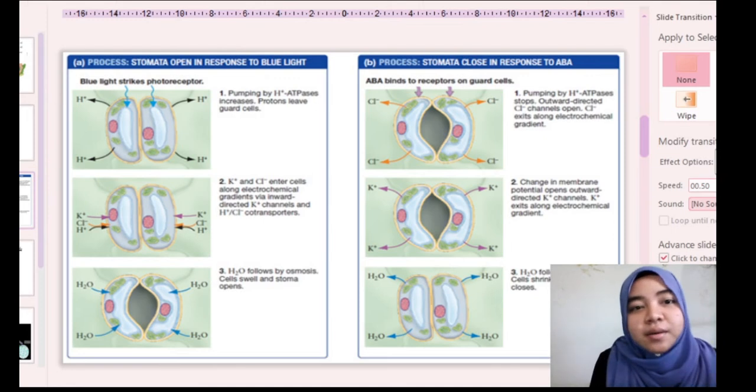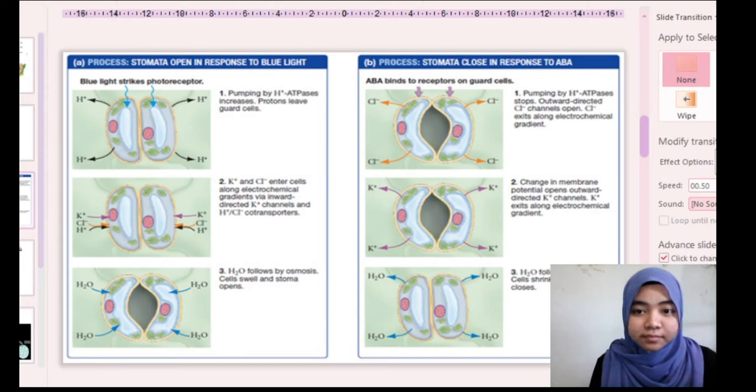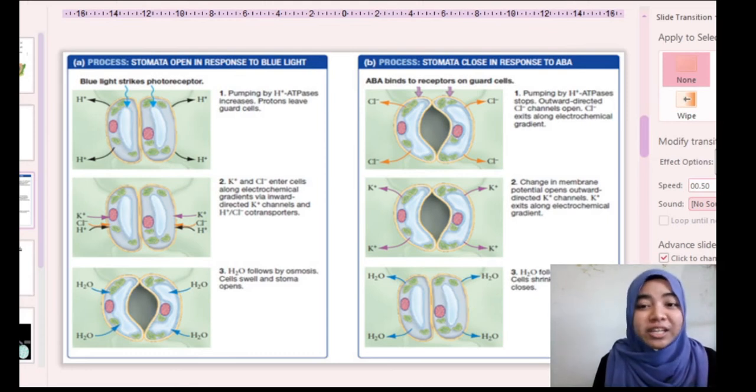Blue light will strike the photoreceptor. So this is the first step. Blue light will strike the photoreceptor, and that will increase the proton pumping. So protons will leave the guard cell. As you can see, hydrogen ions will leave the guard cell.